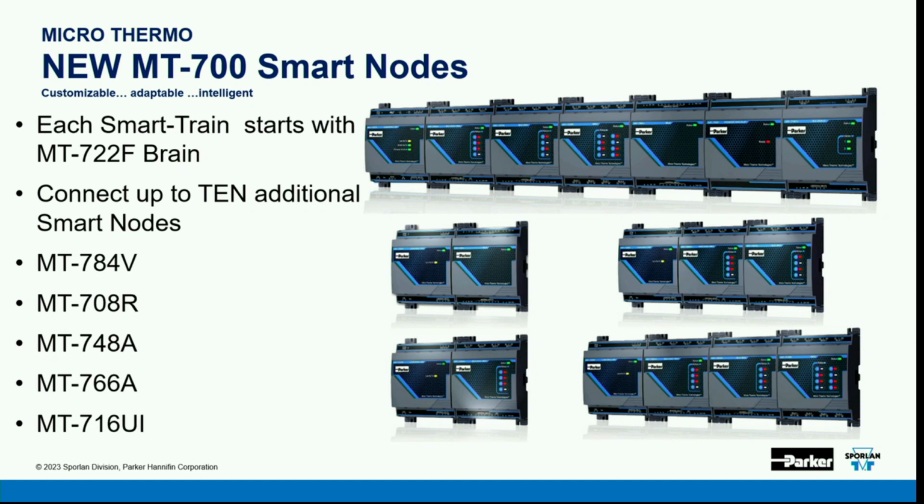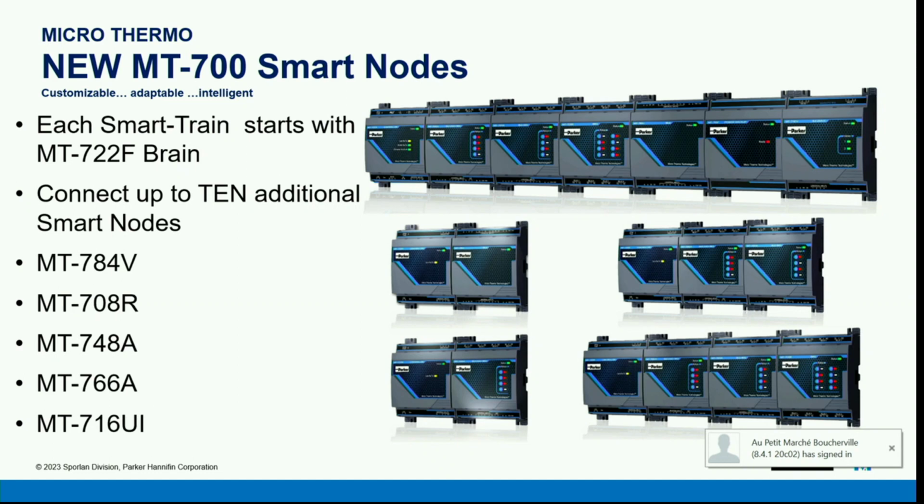I'll fast track through this. I'll just say we've got a bunch of different nodes. They all have to start out. Any train starts with the MT722F brain. It's so powerful, the brain now, we can have a train of up to 11 nodes. But guess what? Now it's not 11 different boards. That means I don't have to drop 11 different power connections, 11 different network connections, and I don't have to service pin 11 different times.